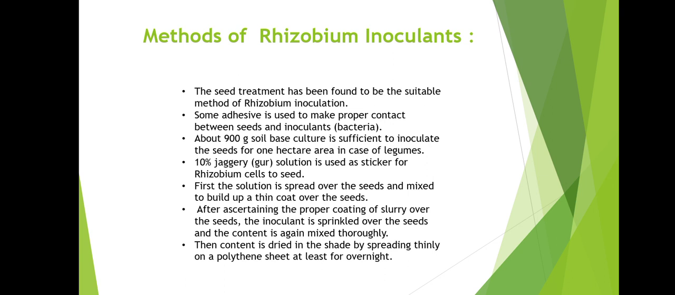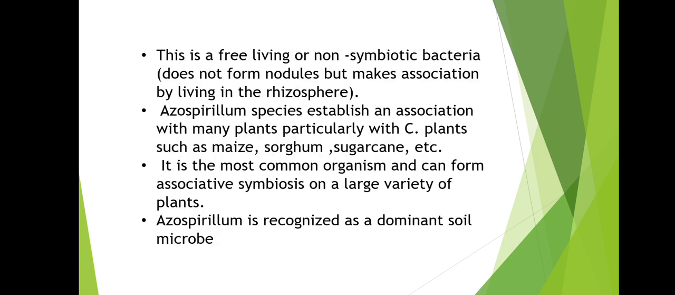Free living or non-symbiotic bacteria do not form nodules but make an association by living in the rhizosphere. Azospirillum species establish an association with many plants, in particular with C4 plants such as maize, sorghum, sugarcane, etc. It is the most common organism and can form associative symbiosis on a large variety of plants. Azospirillum is recognized as a dominant soil microbe.